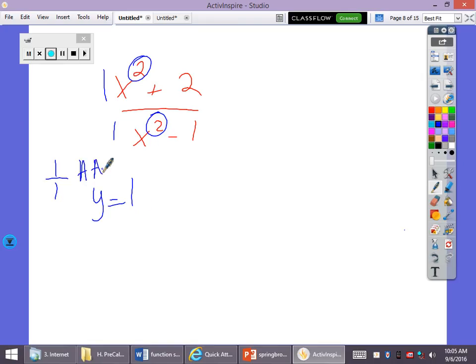You can use HA for horizontal asymptote. You don't have to write out those two big long words. Cool? Cool. And then VA for us in math. No, it's not Virginia. It's vertical asymptote.